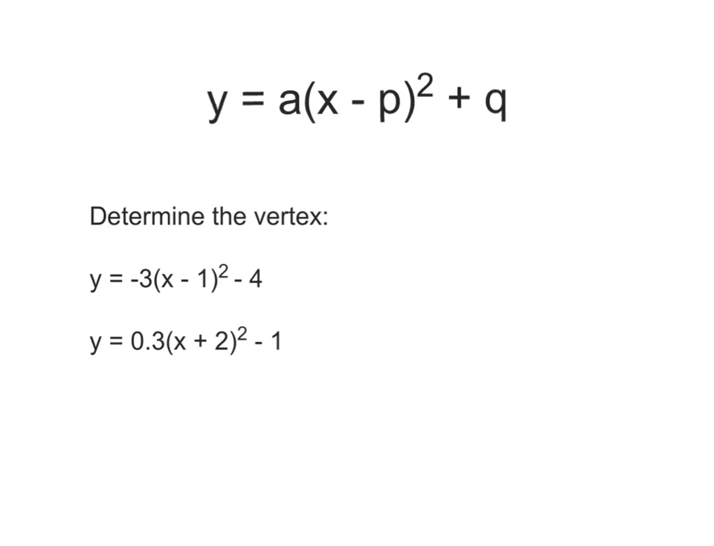And now we'll have a look. If this is the equation, y equals a(x minus p) squared plus q, determine the vertex. We said that vertex is going to be at (p, q). So for the examples that are there, y equals negative 3(x minus 1) squared minus 4, can you tell me where the vertex of that parabola would be? 1, negative 4, right.